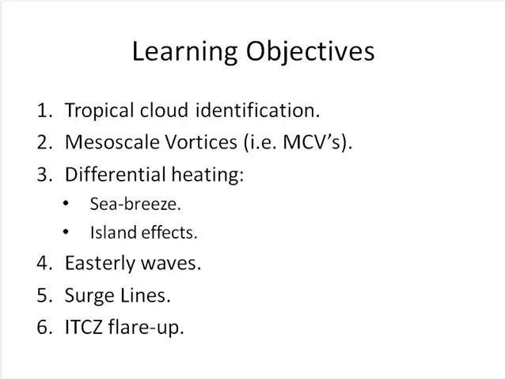For our learning objectives, we will be looking primarily at GOES visible, IR, and water vapor imagery to address the following objectives: tropical cloud identification, mesoscale vortices, such as mesoscale convective vortices, various differential heating effects, such as the sea breeze, island effects, easterly waves, surge lines, ITCZ flare-up, and note that tropical cyclones will not be addressed during this training session. There are numerous other training sessions devoted to this important topic.